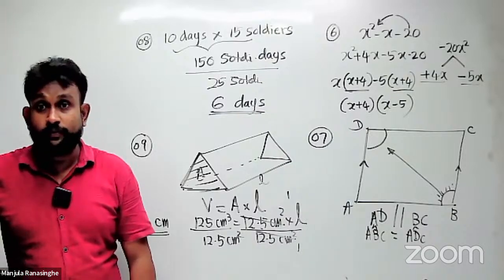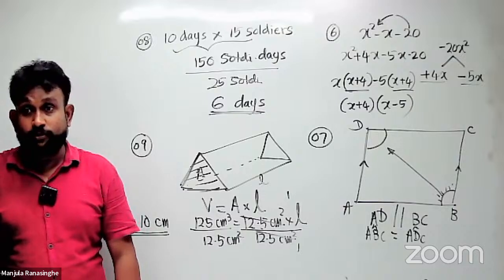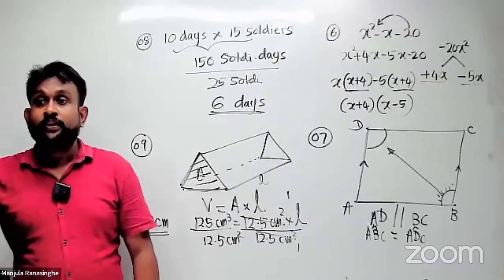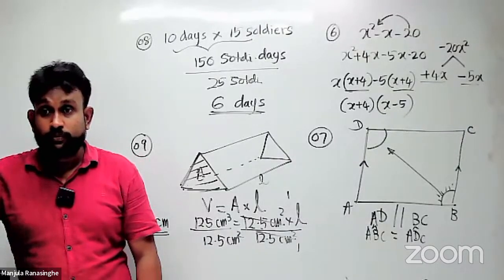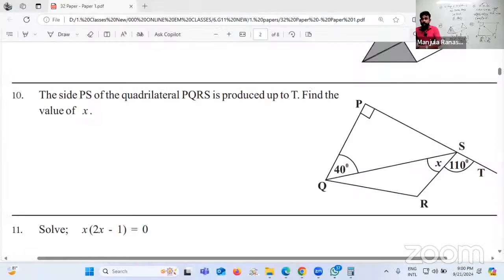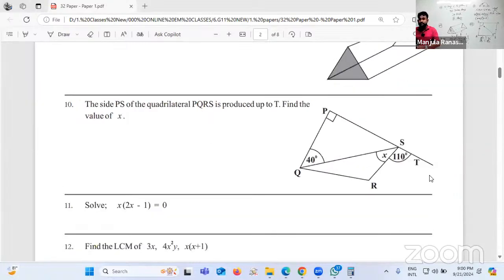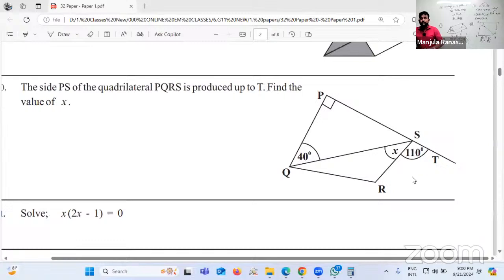Right. Now we are moving to the next question. Is there question number 10? So I will share the screen with you. Right. So the PS of the quadrilateral is produced up to T. Find the value of X.